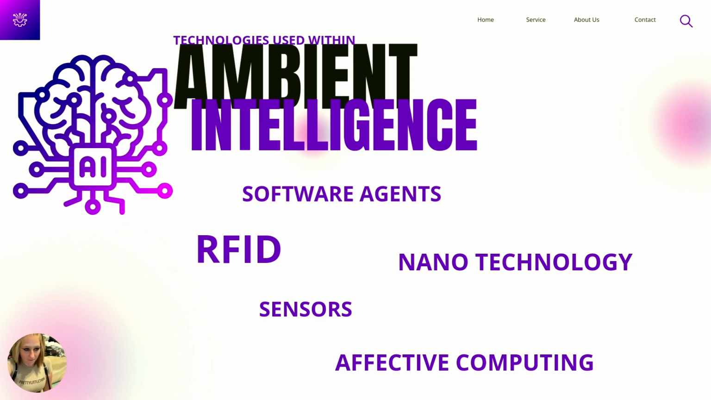Okay. So let's talk about some of the technologies that come along with ambient intelligence. A lot of things working together. We have software agents, RFID, nanotechnology, sensors, and affective computing.